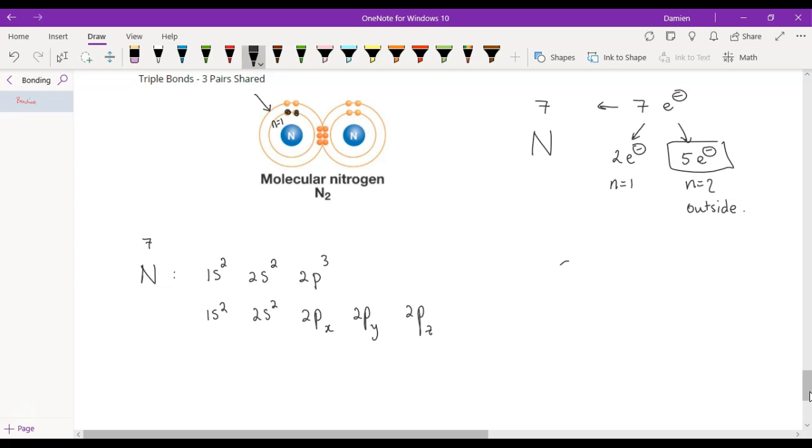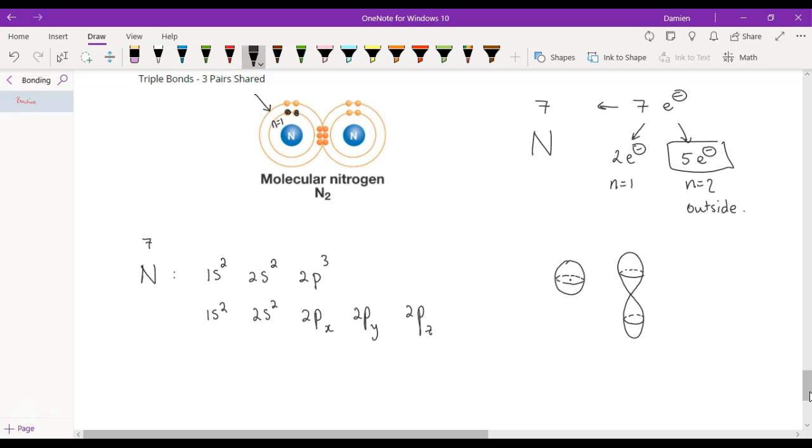And remember that an s orbital is a sphere. And then a p orbital is what's called a dumbbell shape. But again, it's 3-dimensional as well, like this. And then your electrons are found in those.